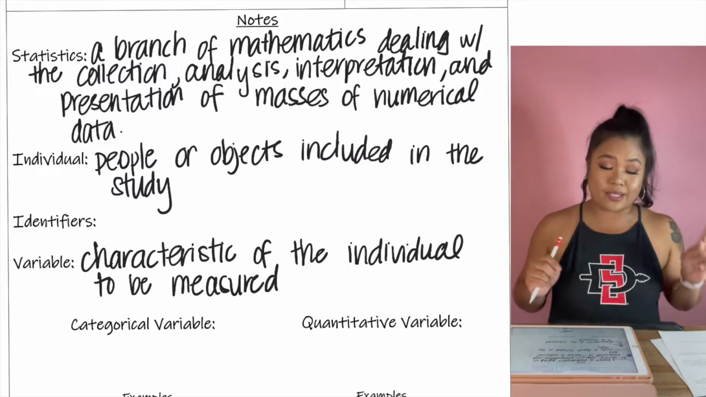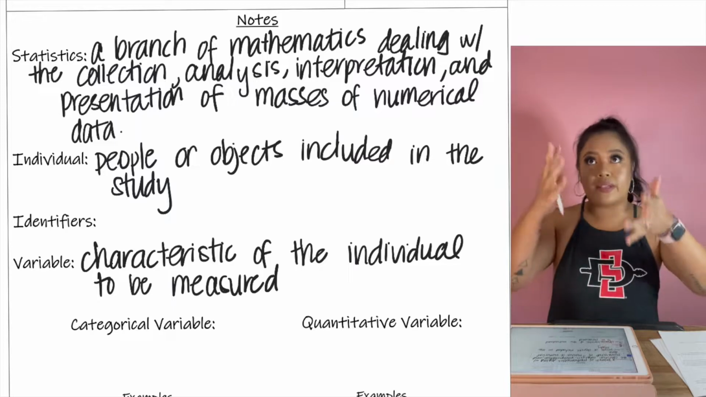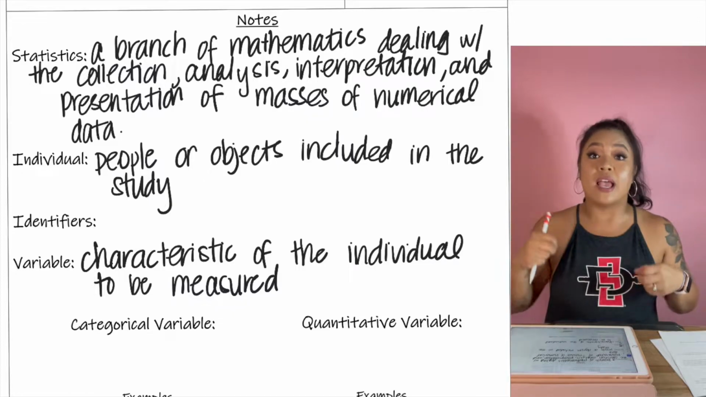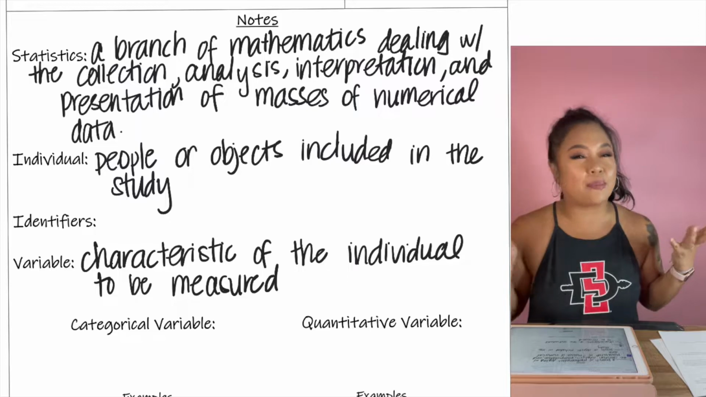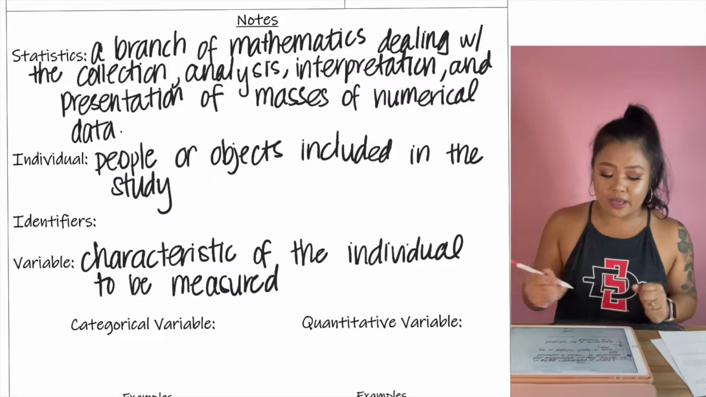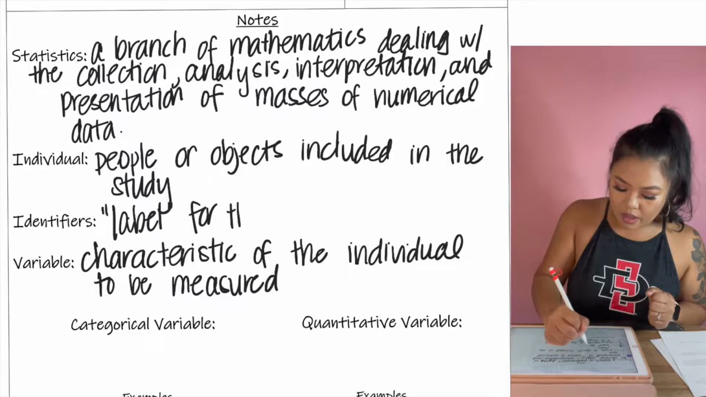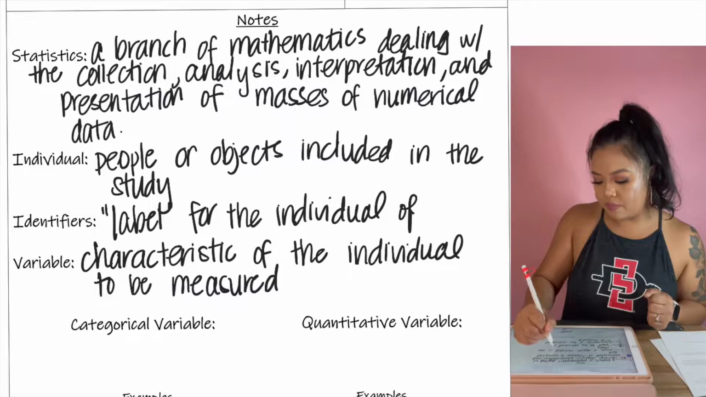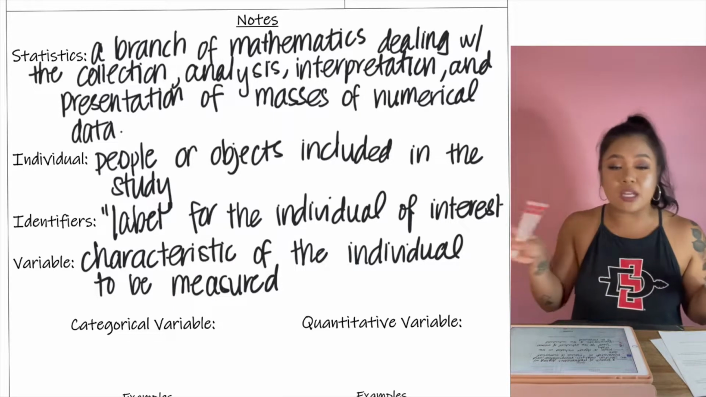Before we do that, I want to talk about what identifiers are, because when you are presented some data, it'll give you all these things, and then they'll probably ask you which are categorical variables, which are quantitative variables. But there is sometimes an identifier, which isn't categorical and isn't quantitative. An identifier is really a label for the individual of interest. And I will give you an example of what that is. It could be a name, it could be a number that represents each kind of car, whatever.